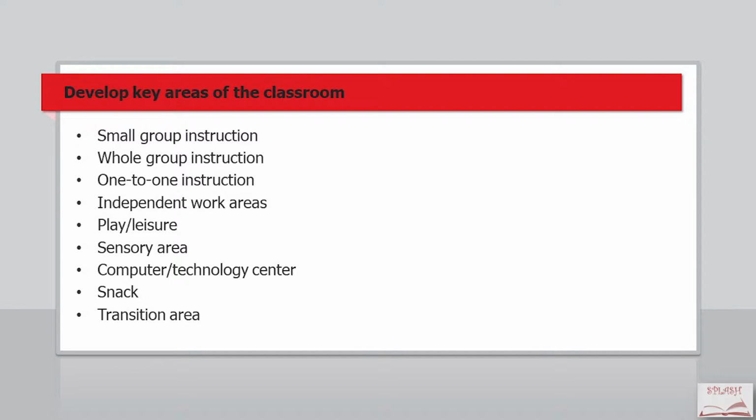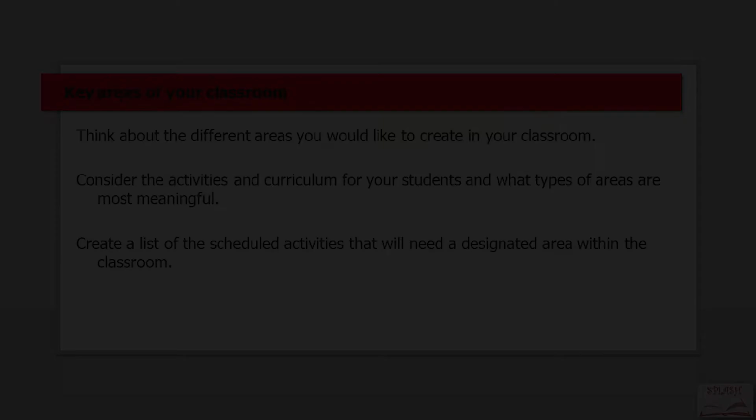The areas may include space for small and whole group instruction, one-to-one instruction, independent work areas, play, leisure, sensory areas, computer technology centers, transition areas, or snacks or meal times, as well as others. Of course, the areas in your classroom will also be determined by the grade level you teach, so you will want to make sure that your classroom design is age appropriate.